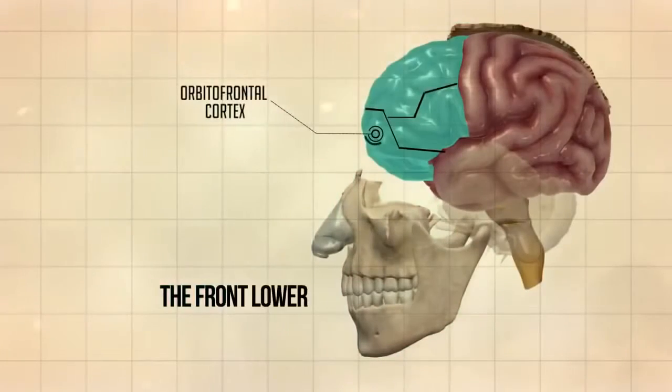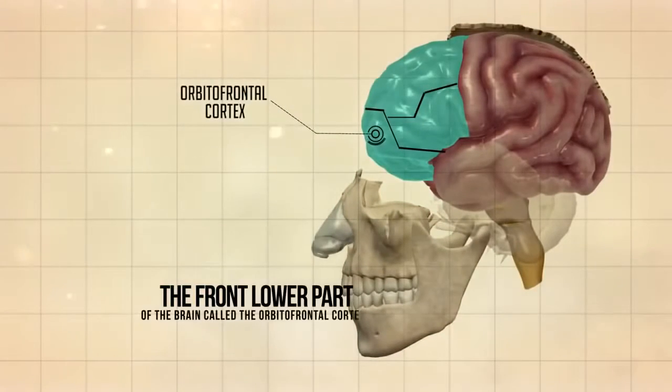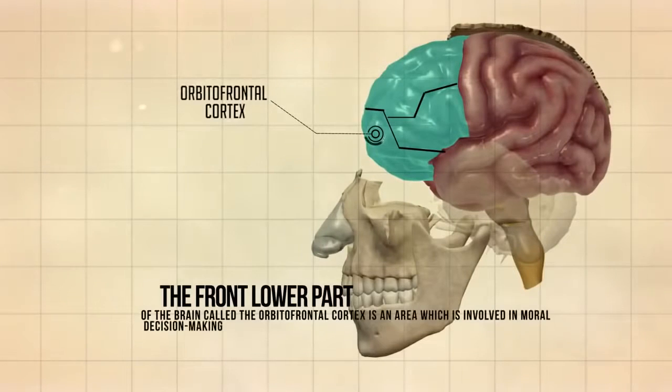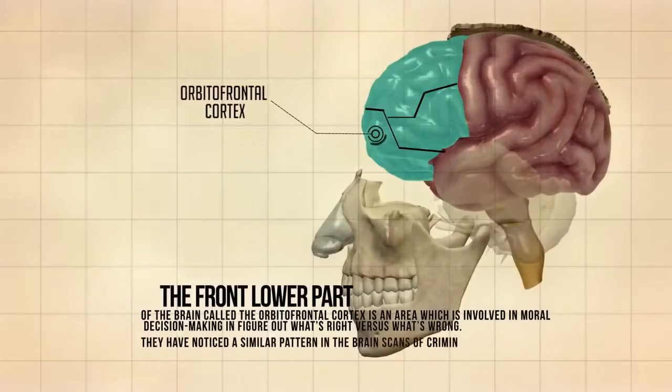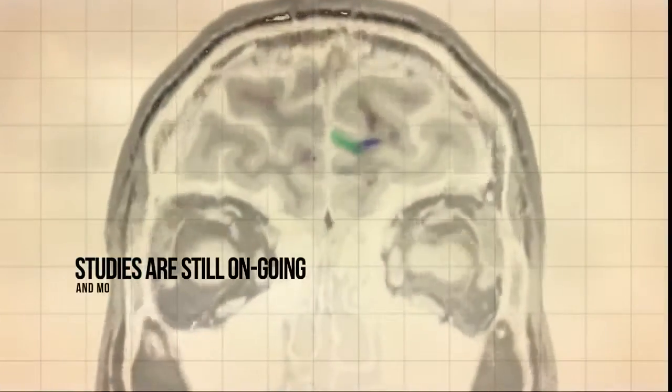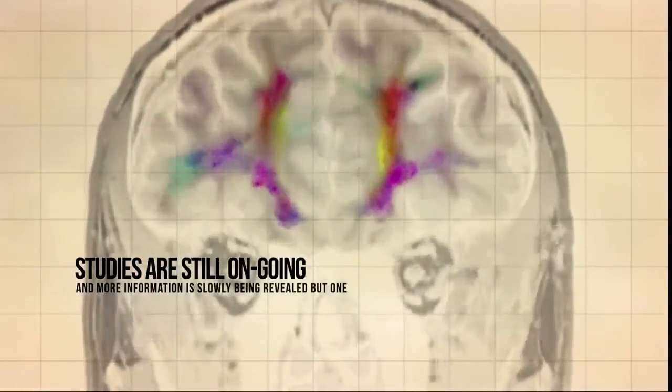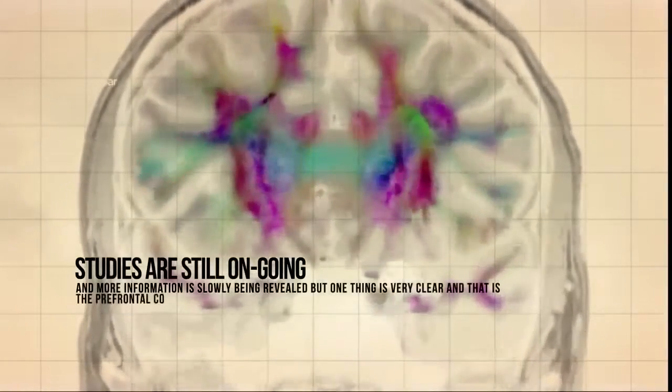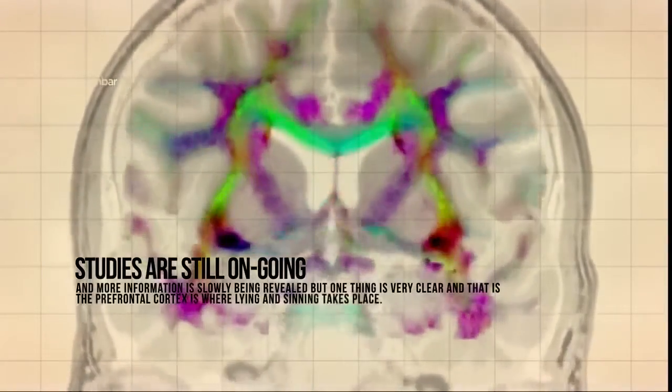The front lower part of the brain, called the orbitofrontal cortex, is an area which is involved in moral decision making, in figuring out what's right versus what's wrong. They have noticed a similar pattern in the brain scans of criminals in this region. Studies are still ongoing and more information is slowly being revealed, but one thing is very clear, and that is the prefrontal cortex is where lying and sinning takes place.